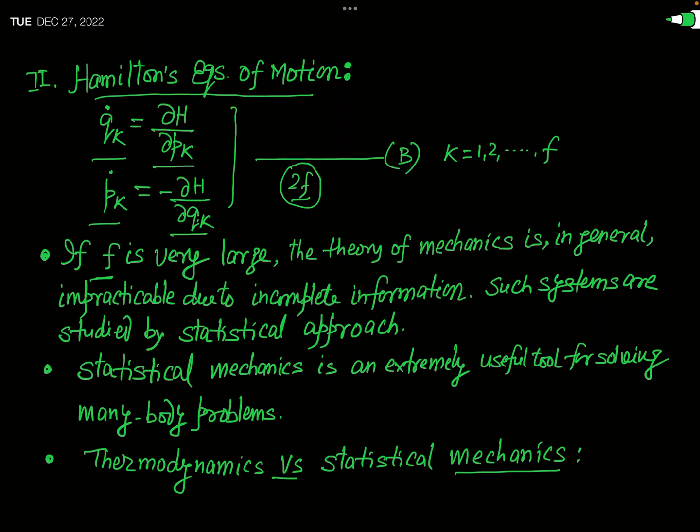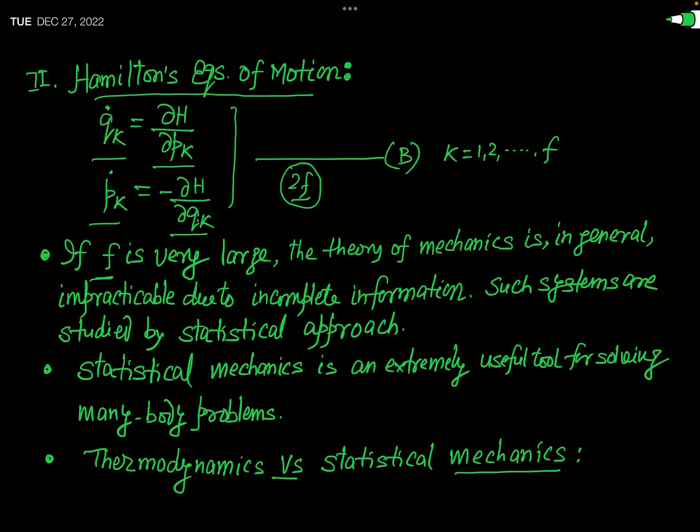In practice, you can't solve the equations of motion if the number of particles is very large, because there will be a lack of information. In case of a large number of degrees of freedom, there will be a lack of information in the physical problem, and due to that incomplete information defined in the problem, we will be unable in practice to solve the equations of motion.